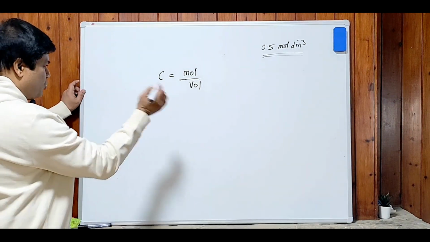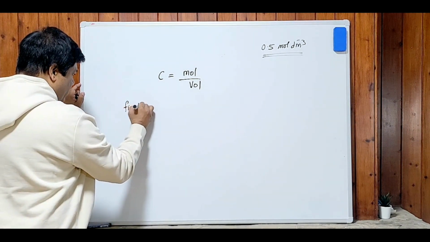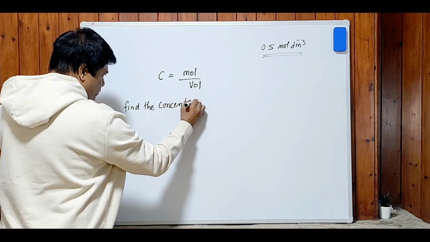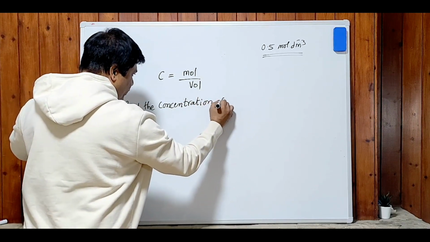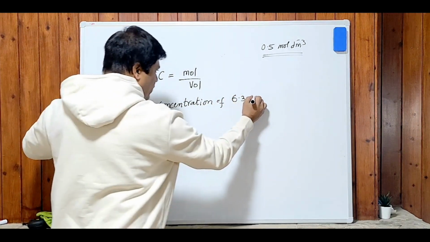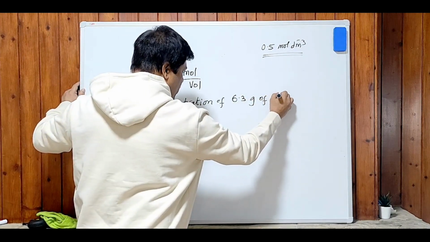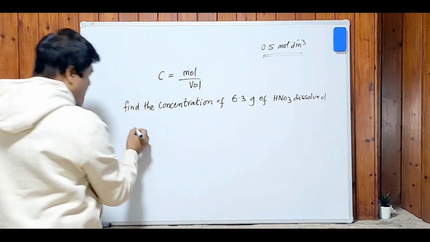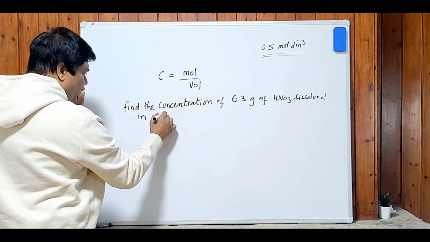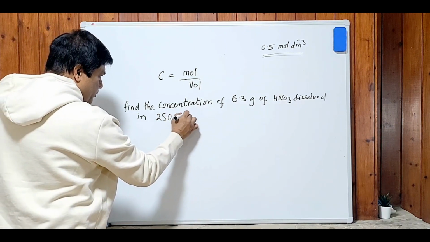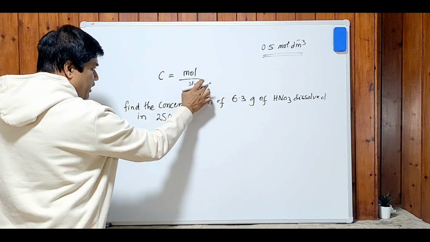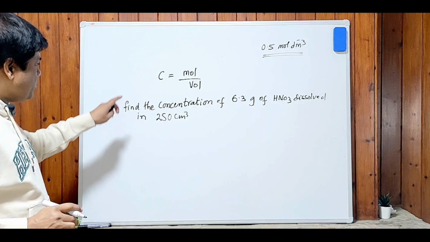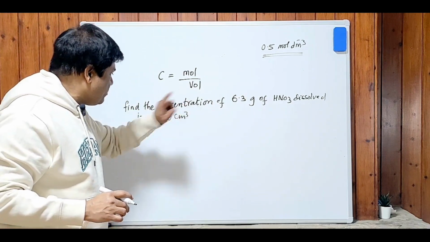Let's do a small question. Find the concentration of 6.3 gram of HNO3 dissolved in 250 centimeter cube. Make sure, guys, the volume is always in dm cube. Whenever you get centimeter cube, the first thing you have to do is convert it to dm cube.